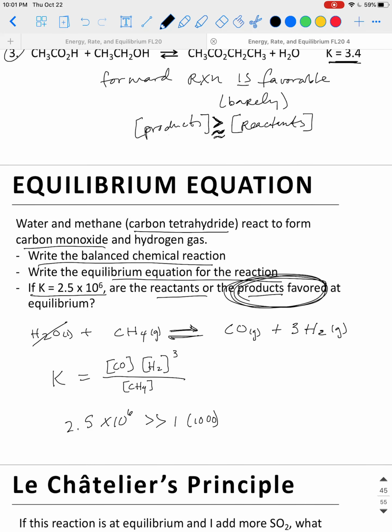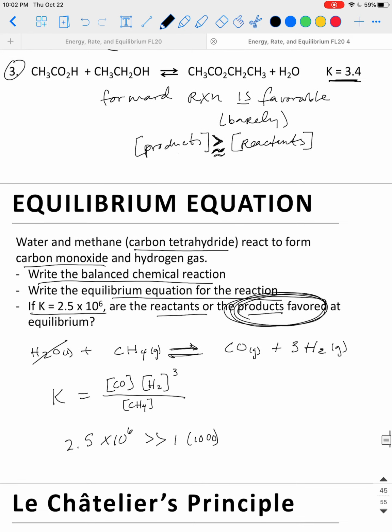All right, well, that concludes our talk on equilibrium and how to write an expression for K, and then how to calculate K, and then make some statements about what that means regarding our conditions at equilibrium.